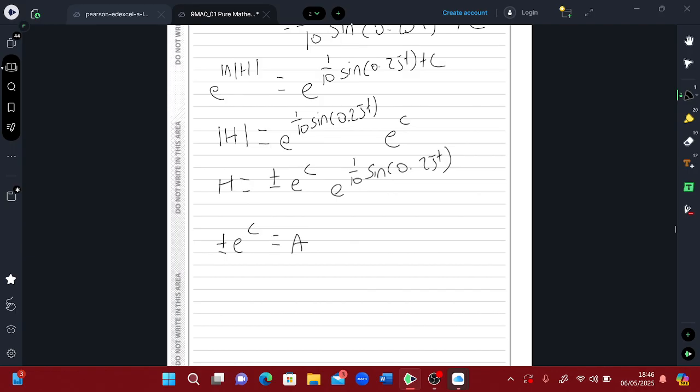Because we don't really care about what c is. This whole thing is just a constant. It doesn't really matter if it's plus or minus. We're not solving for c or anything like that.